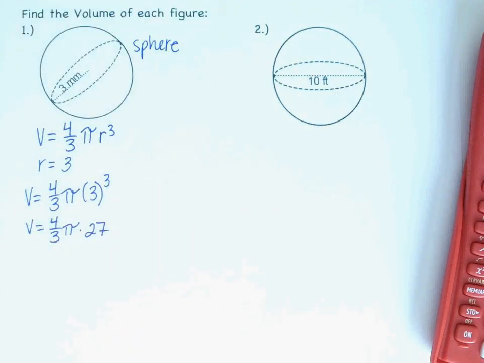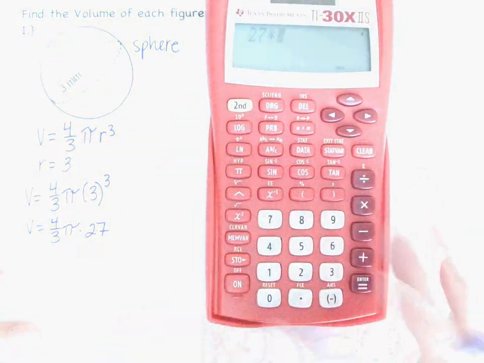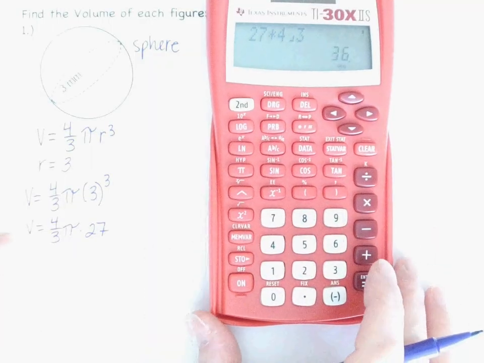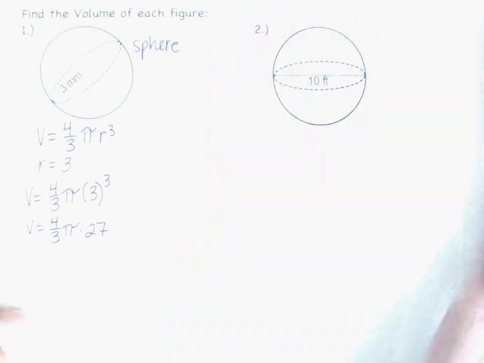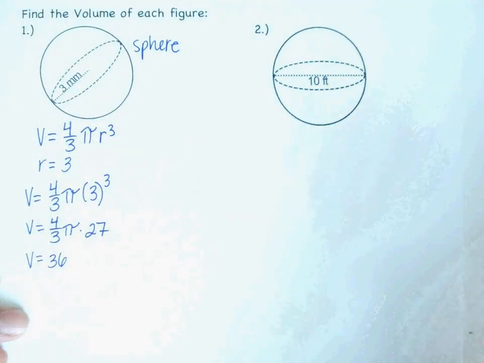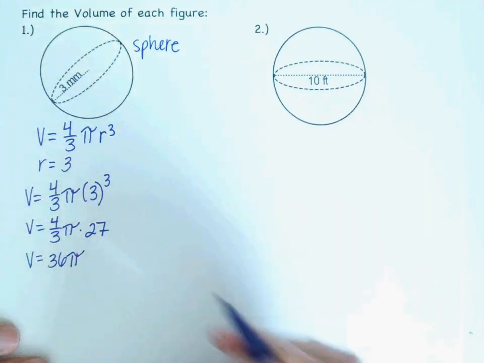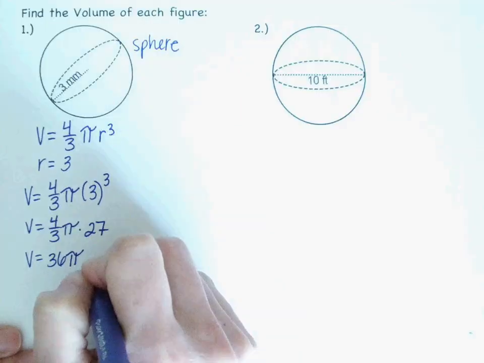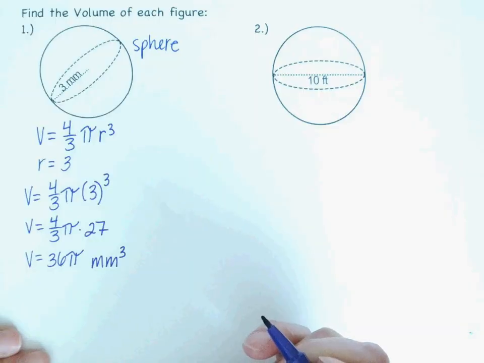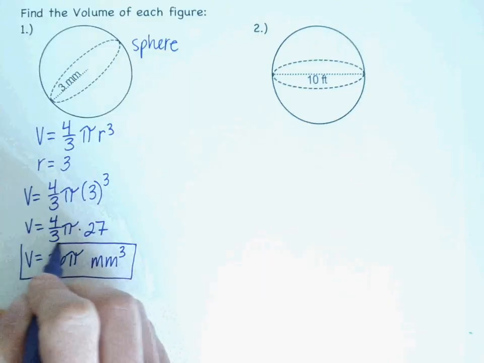My next step is going to be to take that 27 and multiply it by 4/3. And when I do that, I get 36. So V equals 36, so we write that first. My constant, we're going to use it as a coefficient with pi as the variable. 36 pi, we'll label this as millimeters cubed. And this is our most accurate answer in terms of pi.